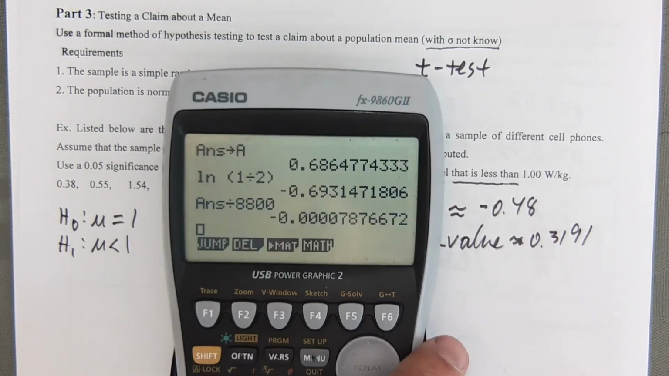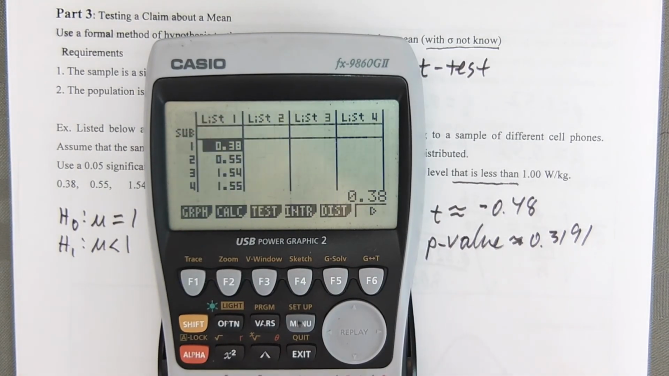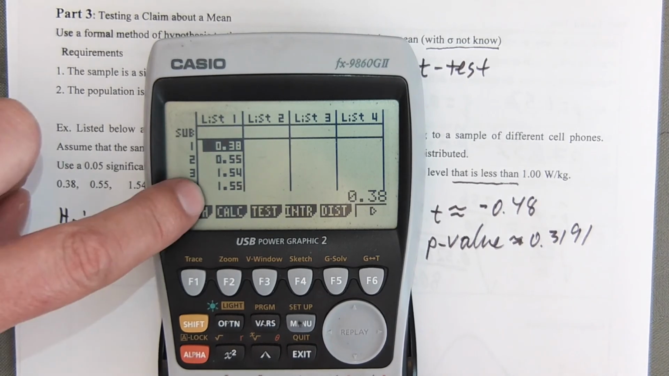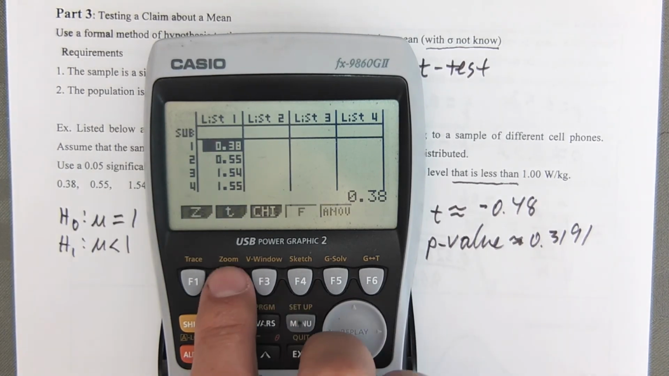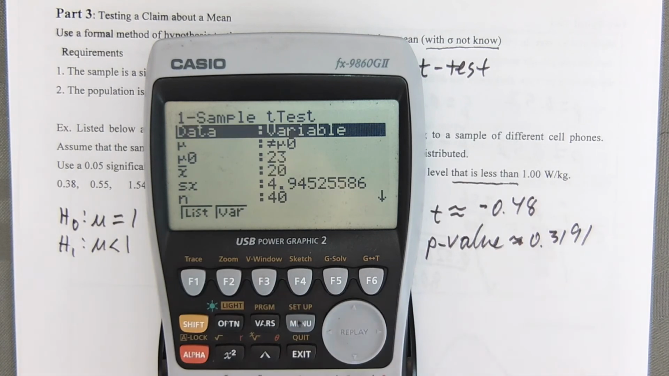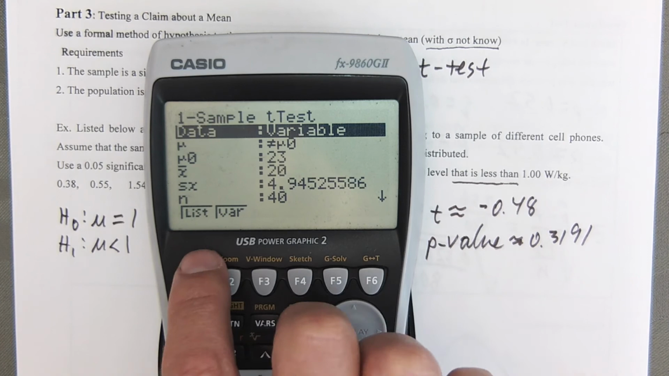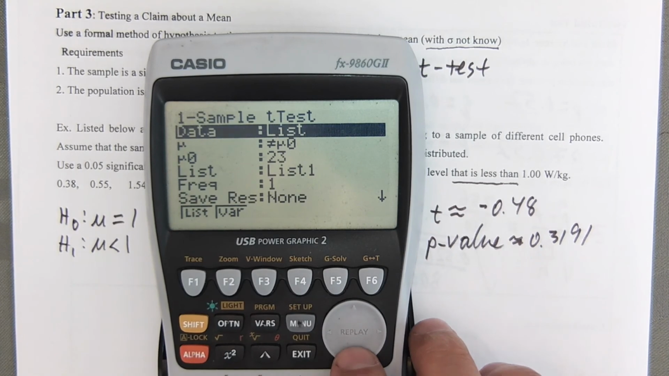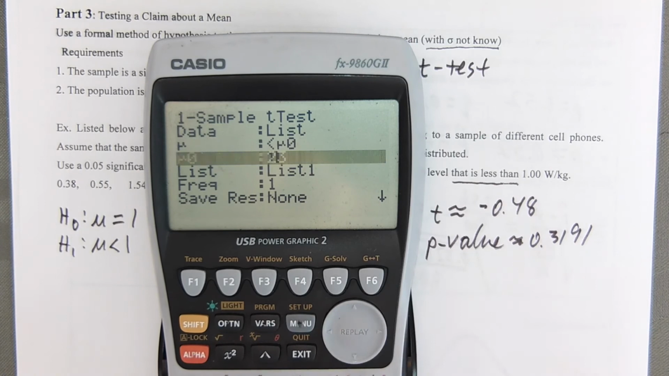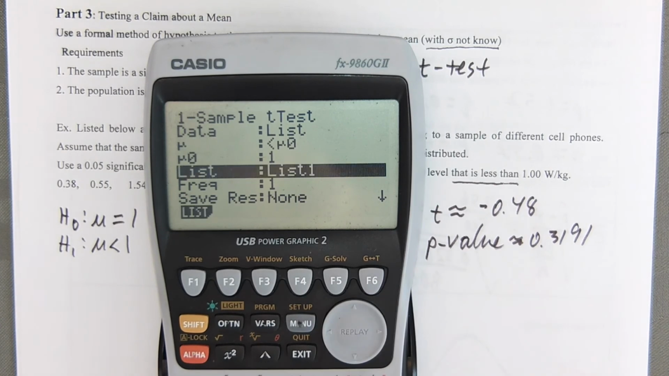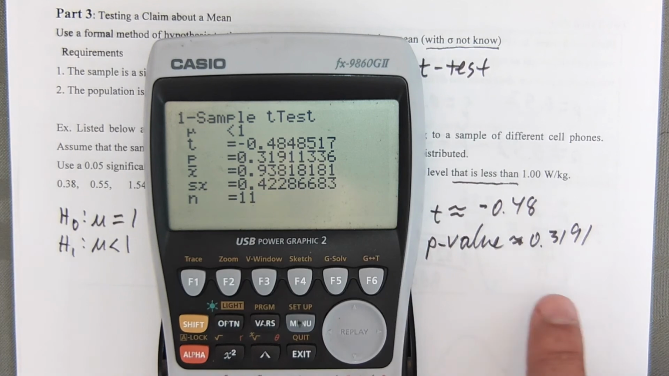Before we come to a conclusion, I want to show Casio real quick. Casio, you have to actually change your menu and go to menu 2. Again, I've already put the data in to list 1. I'm going to go to a test. That's a t-test, a one-sample t-test. And I can choose a list or variable. I put mine in a list. This is going to be less than. It's going to be 1. And I'm using list 1. And there you can see it's the same t value and the same p value.